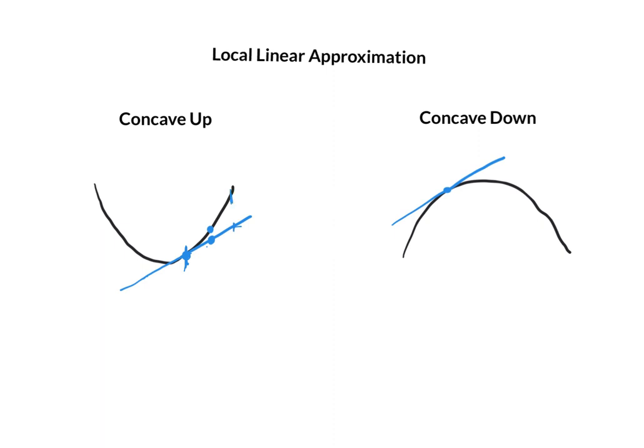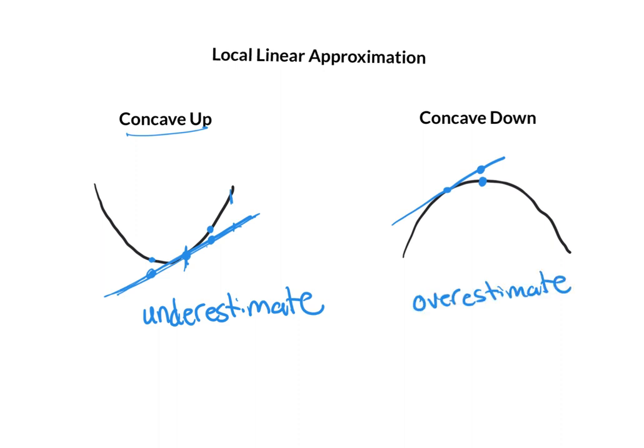Okay, so now look at both of these graphs. If it's concave up and we're using this tangent line to approximate here, it is an underestimate. Our y value will be smaller than the actual value. Whereas if our function is concave down and we use our tangent line to approximate, our value will be above. Our y value will be an overestimate. Okay, so let's get into some practice problems.